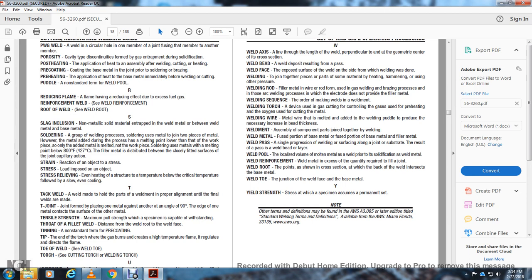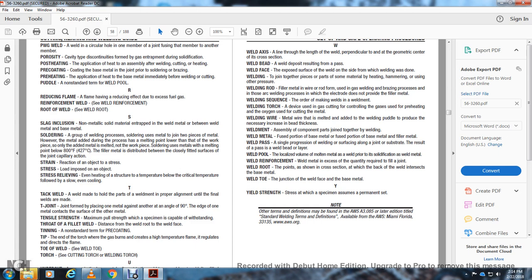Fusion: the portion of the base metal fused with the filler metal. Weld pass: a single progression of welding along the joint, with the result of a weld bead or layer. Weld pool: a localized volume of molten metal prior to solidification of the weld metal. Weld reinforcement: weld metal in excess of the quantity required to fill the joint.